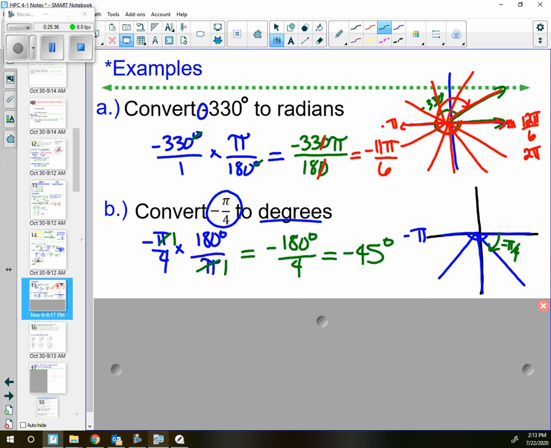Well, yeah, that's going to be exactly the same as negative 45 degrees. There's 4 45s in 180. There are 4 pi over 4s in pi, so it's the same location. So what we're trying to get comfortable with is what spots are the same. Where do these end up?